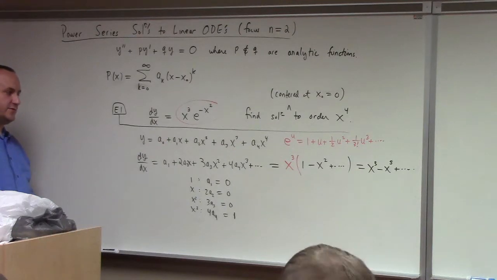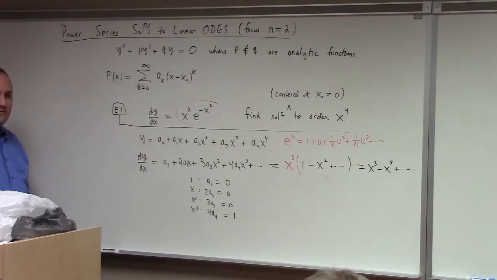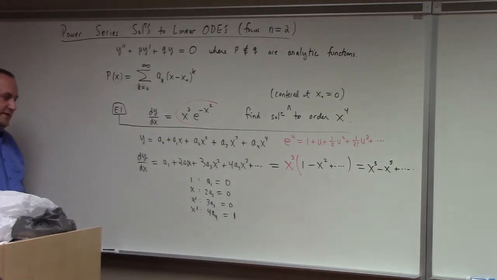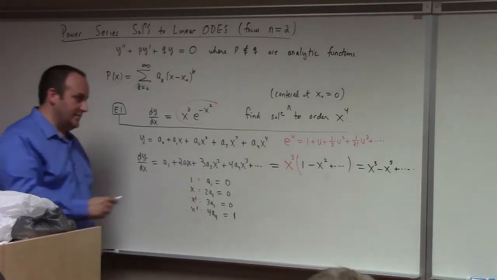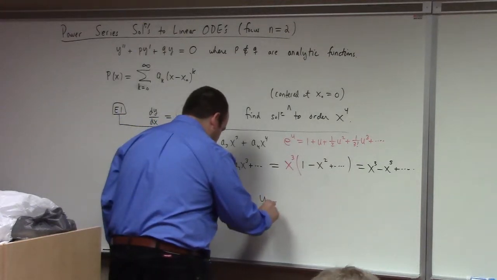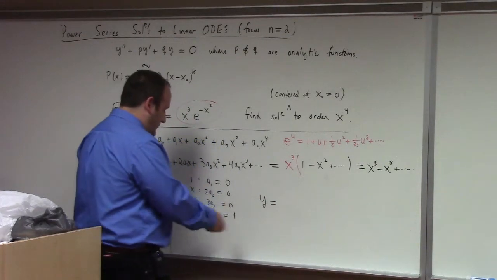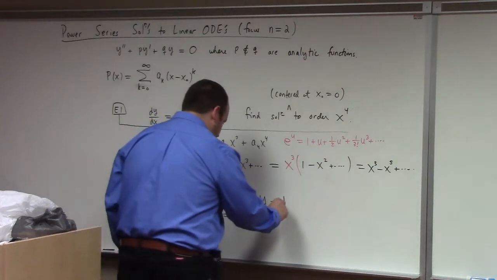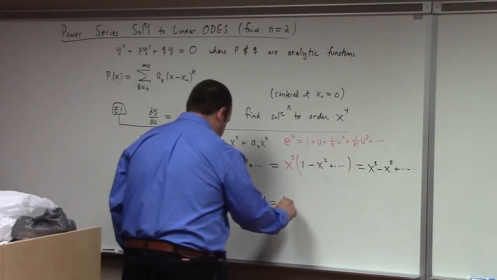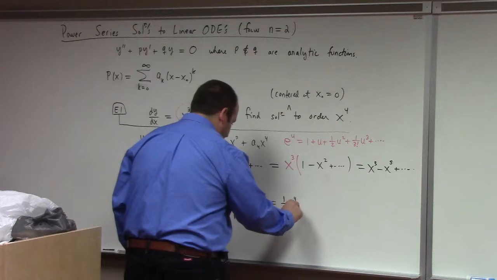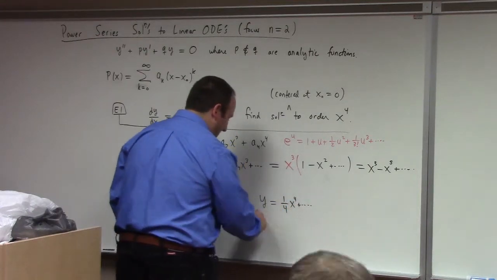If I asked for the solution to order 4, it turns out I only need the equations to order 3, because differential equations have this habit of intertwining different orders. So even if you look at the third order equation, it might give you access to the fourth coefficient. That happens here. So this is rather boring. What do we get? We get y is equal to a1 is 0, a2 is 0, a3 is 0, a4 is 1/4, so 1/4 x to the fourth plus dot, dot, dot. There you go.